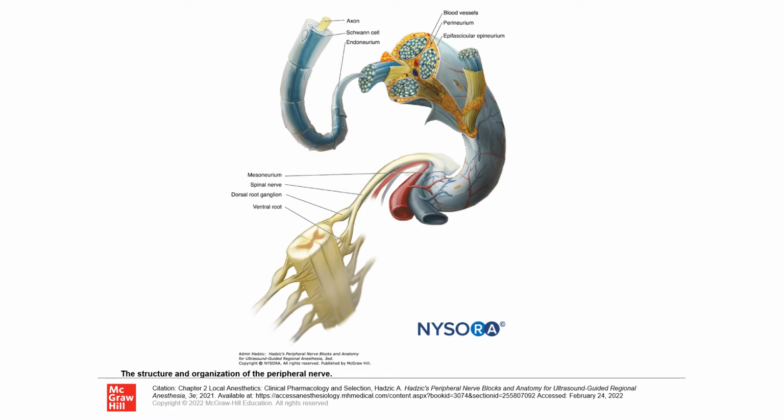This illustration is a beautiful depiction of the structure and organization of the peripheral nerve. The reason I show this figure is that it highlights the three connective tissue layers that compose a peripheral nerve. Those are the epineurium on the outside that imparts mechanical strength, the perineurium, which surrounds nerve fascicles, which are just collections of axons, and then the endoneurium, which interdigitates between individual axons themselves. So when we deposit a local anesthetic perineurally, meaning around the peripheral nerve, these connective tissue layers present barriers to local anesthetic diffusion and action.